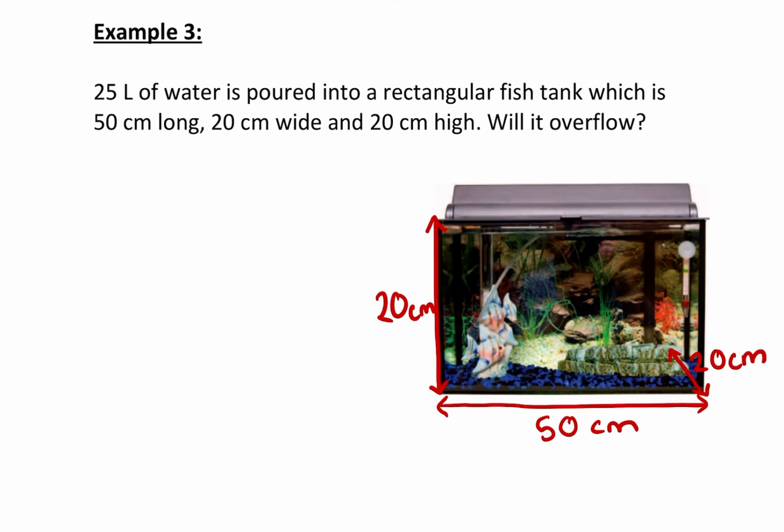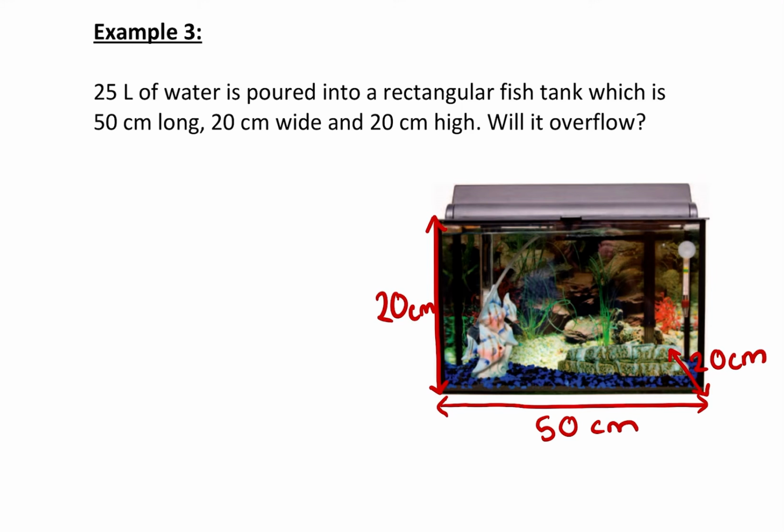Okay, will it overflow? So basically, if we're pouring 25 litres of water into this fish tank, if we don't want it to overflow, the fish tank's capacity has to be 25 litres or more, okay? If it's less than 25 litres, then it's not going to be able to hold 25 litres of water and the water will overflow. So we need to work out what the capacity of this fish tank is.